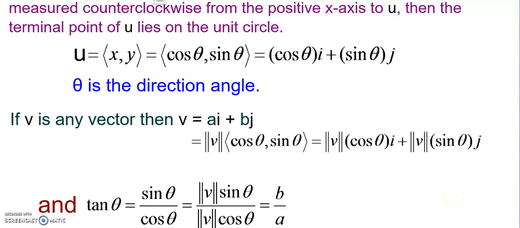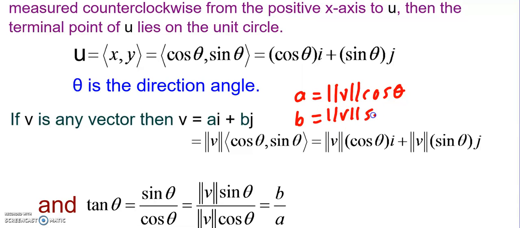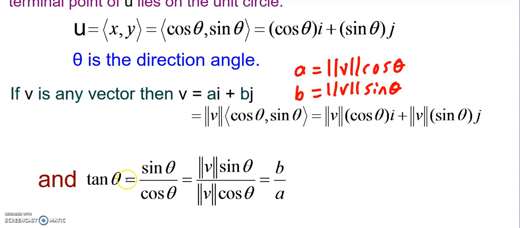So really what we're getting at here is that a is going to be magnitude of v cosine theta, and b is going to be magnitude of v sine theta. So again, all this is just a different way to find the a and b pieces of the rectangular or component form of a vector. And again, this is going to be terribly useful in our applications that we're going to see here in a minute.